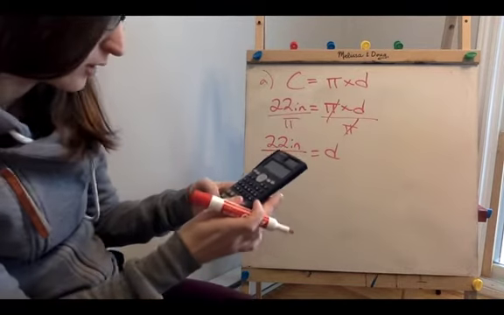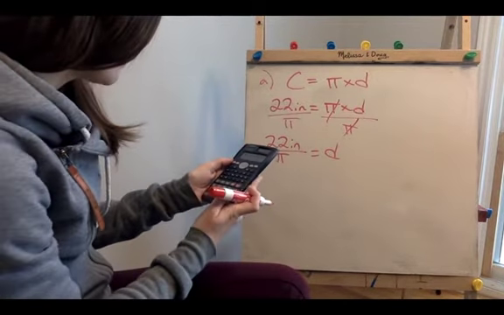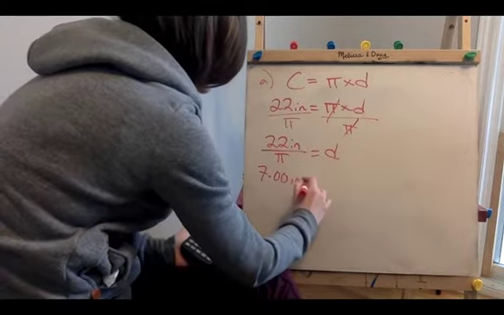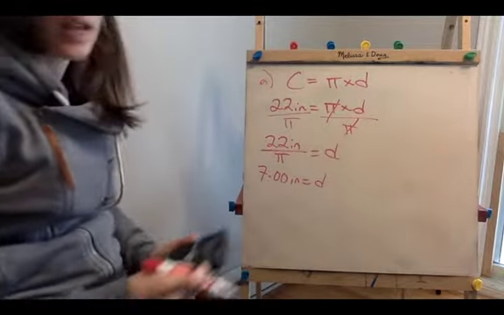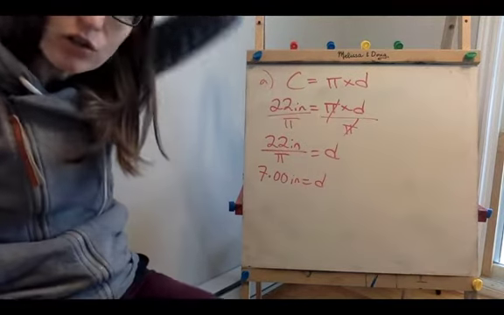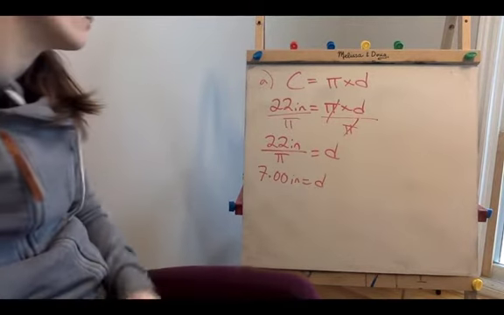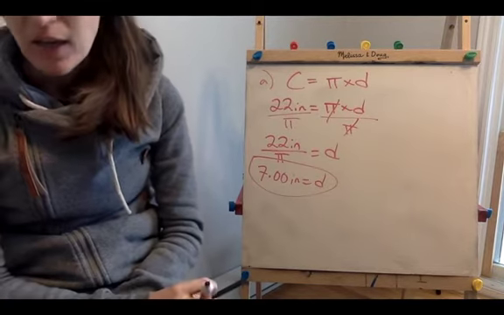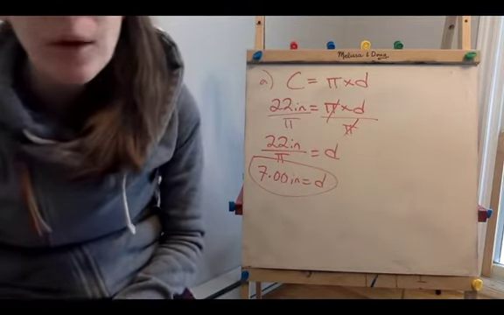So we can do that on our calculators. 22 divided by pi, and it equals 7.00 inches. So it's pretty safe to say that the diameter is 7 inches across that party hat. So the elastic would be 7 inches. Okay, the next part then is what is the amount of paper that you need?